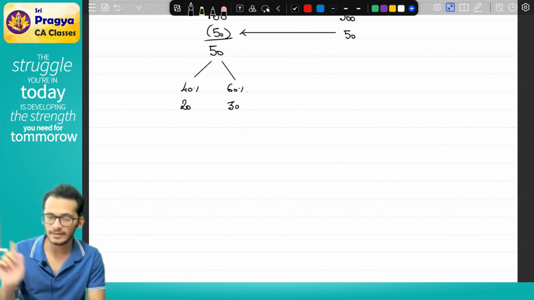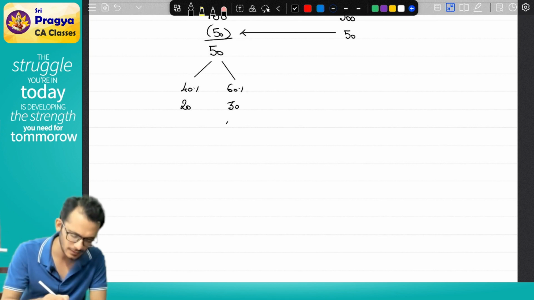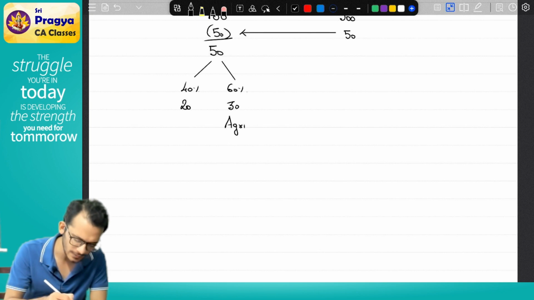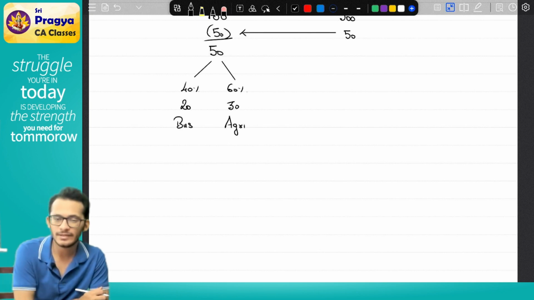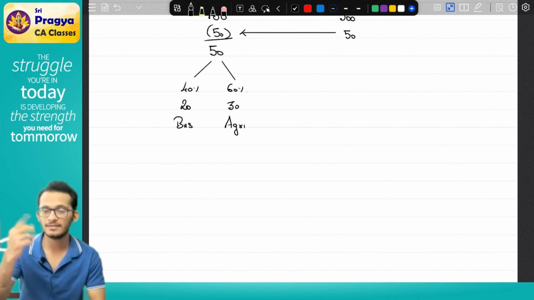20 is agriculture, or 30 is agriculture? 30 is agriculture income. This is business income. Yes or no? Yes. Now, the question which then came up to the department is, next year I need to claim depreciation again.